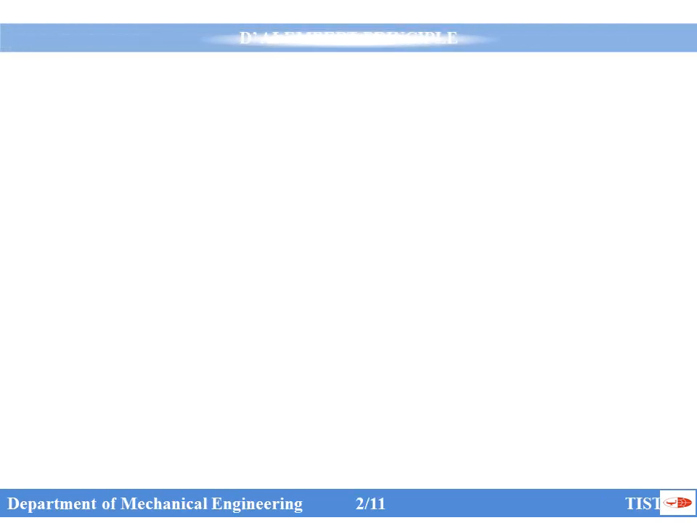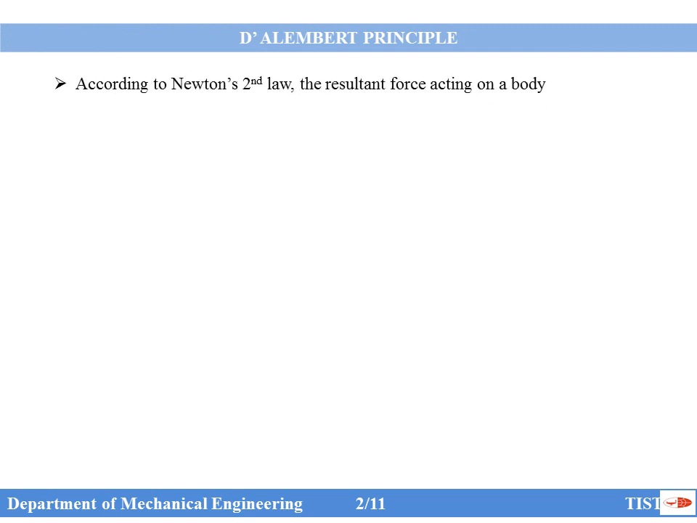The first is D'Alembert's principle. According to the second law of motion, we know the resultant force acting on a body F is equal to ma. Now if you rearrange this equation, taking ma to the left side, you will get sigma F minus ma equal to 0. This minus ma you can write as sigma F plus (minus ma).